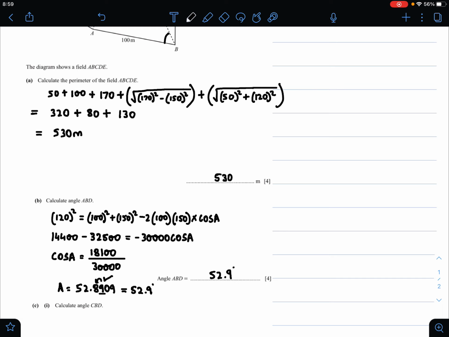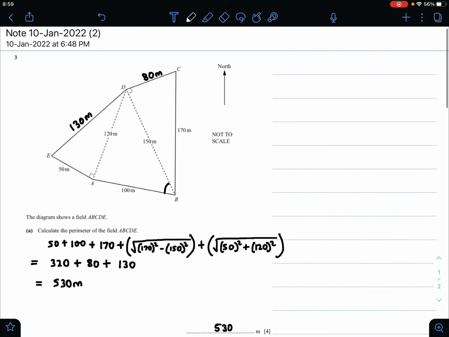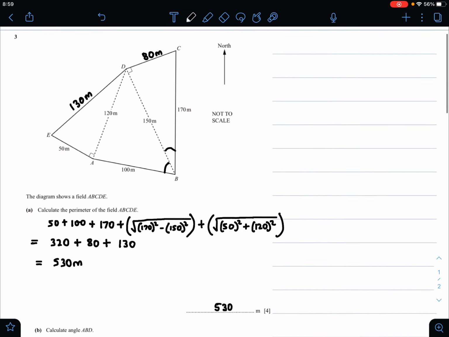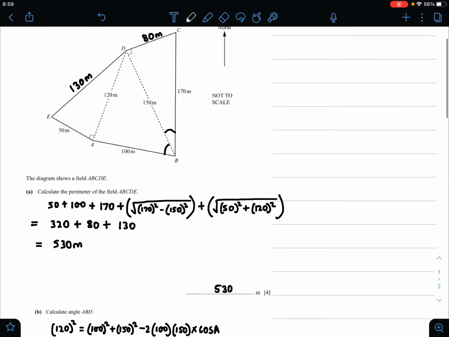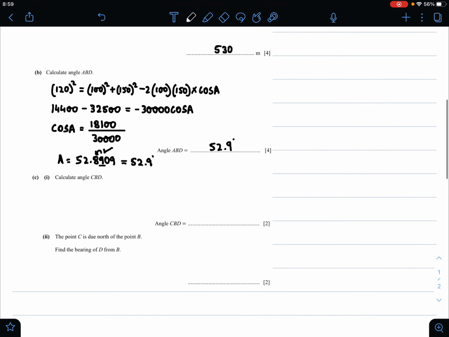Now let's move to part C. For part C1, they are asking you to calculate the angle CBD. Now CBD is this angle. We can easily calculate that by using a trigonometric function, because we know all three sides of the triangle. So we can use either sine, cos or tan. You could use any of them, you will reach the same answer. So let's use, for example, the sine rule. So sine x would be equal to 80 divided by 170.